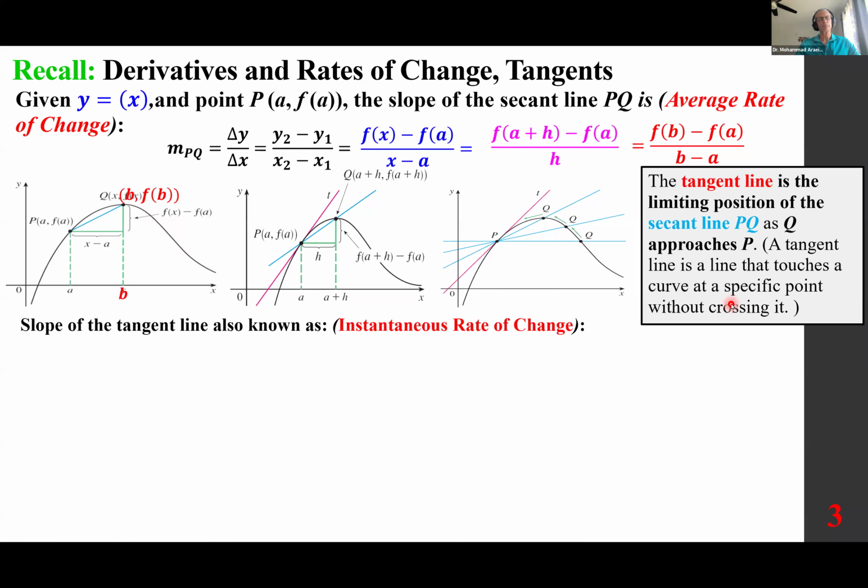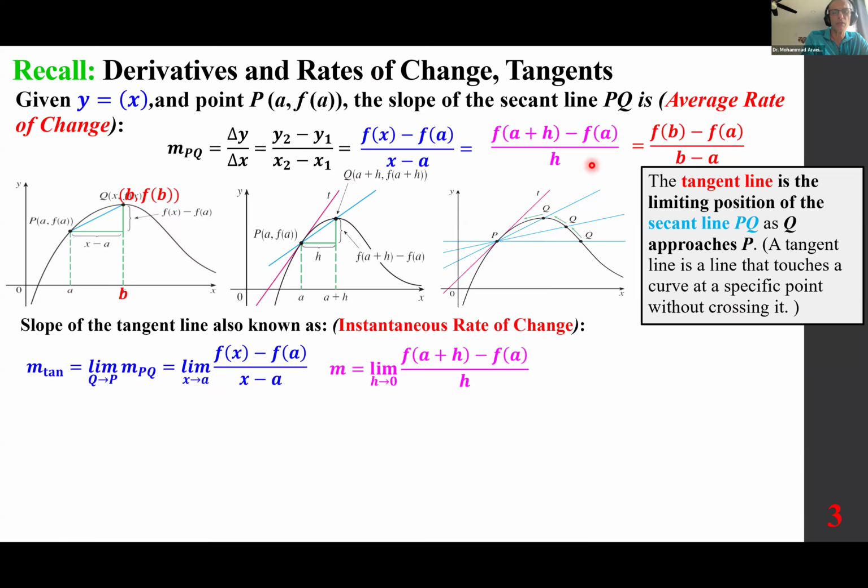Now, therefore, what is the slope of a tangent line when you have 1 point? It's the instantaneous rate of change. You can say the limit of m of PQ as Q approaches P. You can say the limit of f of x minus f of a over x minus a as x approaches a. Or this one, the limit of f of a plus h minus f of a over h as h approaches 0. They all mean the same thing.